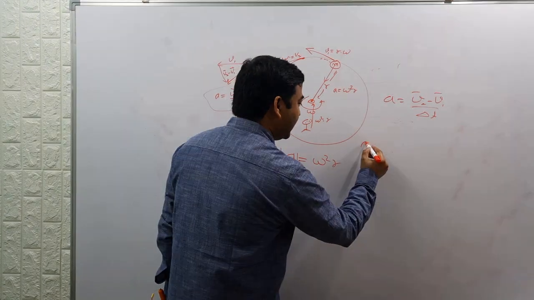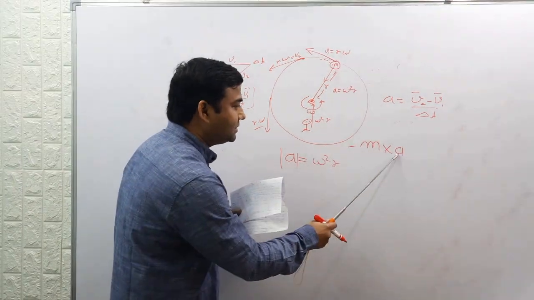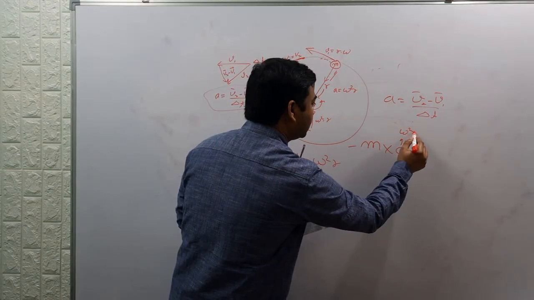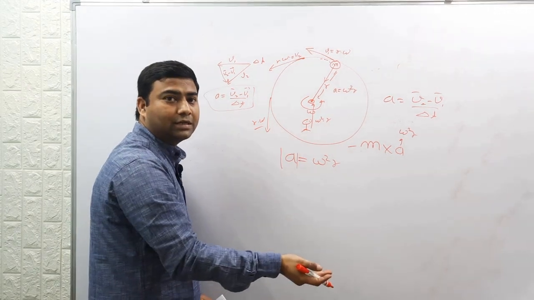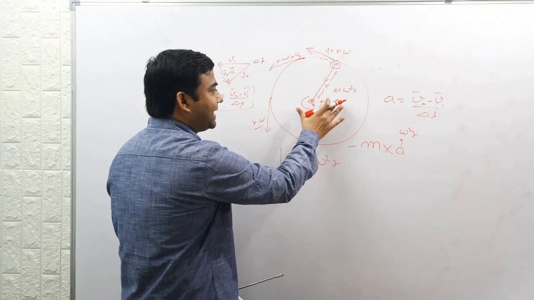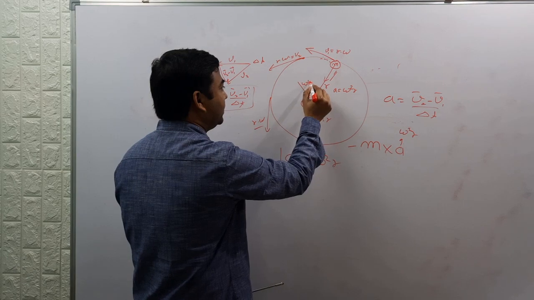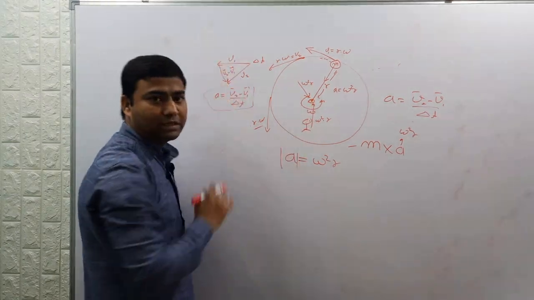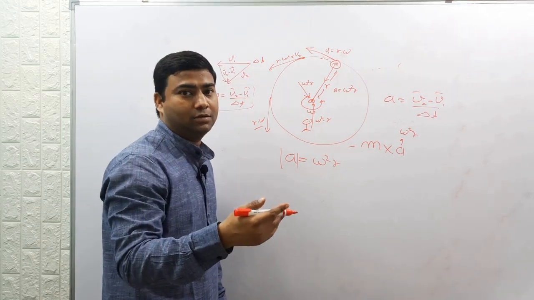And what is the pseudo force? Minus m into a. M is the mass, a is the acceleration of the reference frame. So this acceleration is omega square r, and the minus sign says that the pseudo force is in the opposite direction of the acceleration of the accelerating frame. So this frame has acceleration towards the center, every time, omega square r. Hence the pseudo force will have direction outward from the center.